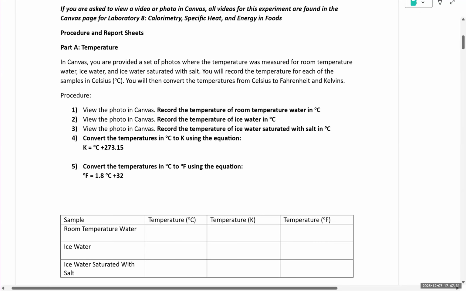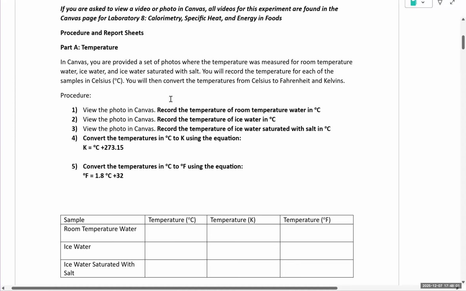So in Canvas, you're provided a set of photos where the temperature was measured for room temperature water, ice water, and ice water saturated with salt. You'll record the temperature for each of these samples in Celsius, and then you'll convert the temperatures from Celsius to Fahrenheit and Kelvins. You're going to need to have your calculator handy and available for this, as these calculations require the use of a calculator in most cases.